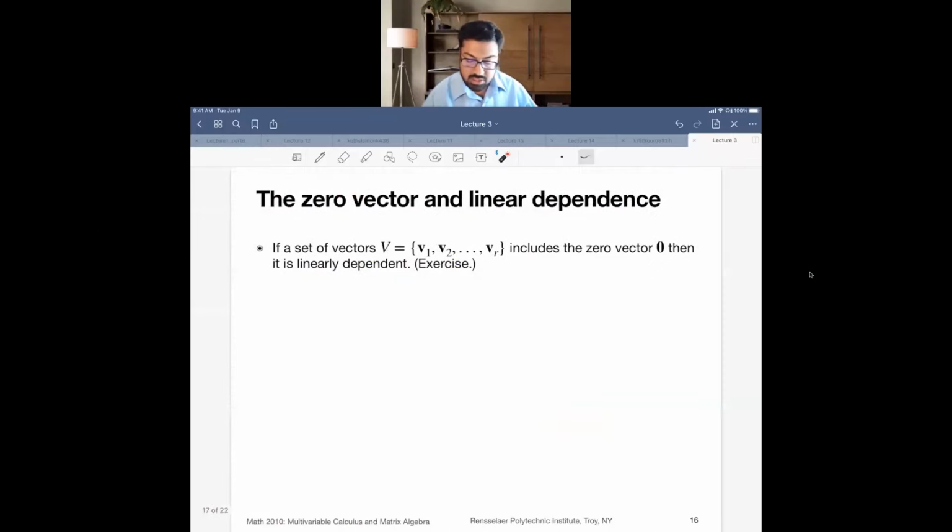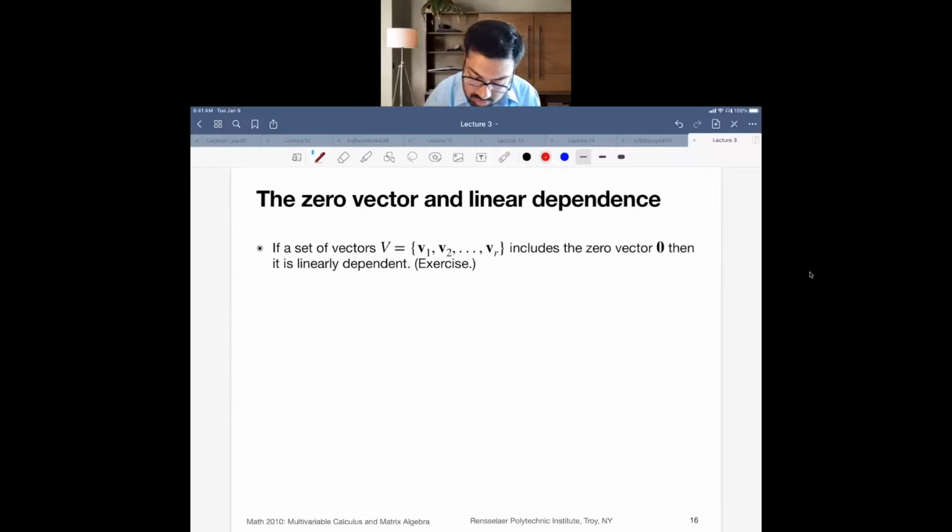Let's consider the 0 vector and linear independence, right? Suppose you have a set of vectors v1, v2, and so on up to vr, and it happens to include the 0 vector. Of all the r vectors, at least one of them is a 0 vector. Then immediately you can say that it is a linearly dependent set of vectors. Let's try to see how we can prove this.